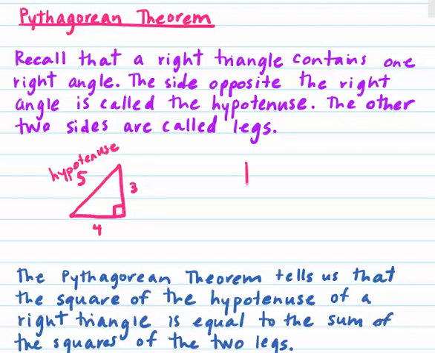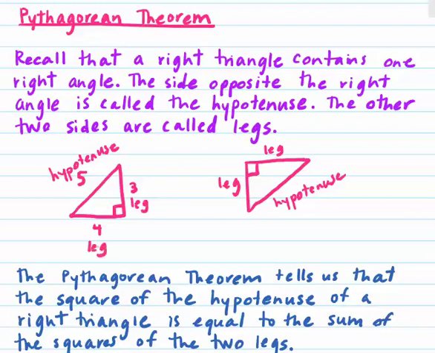So even if you oriented this triangle in a different way, if it's a right triangle, we need to know where the right angle is. So the side across from it is called the hypotenuse, and the other two sides are called legs. So there's a leg and there's a leg. So going back to the first triangle, that's a leg and that's a leg. The Pythagorean theorem tells us that the square of the hypotenuse of a right triangle is equal to the sum of the squares of the two legs.